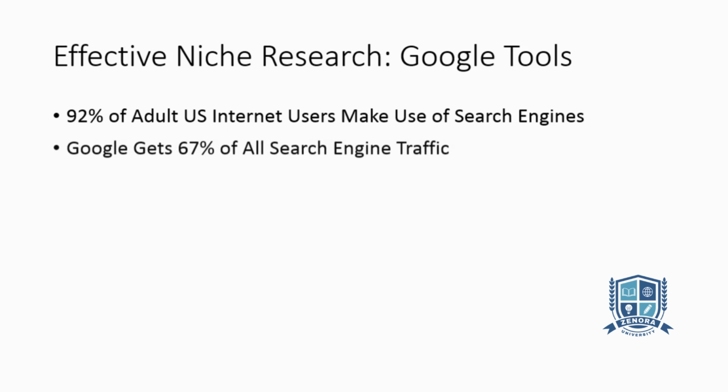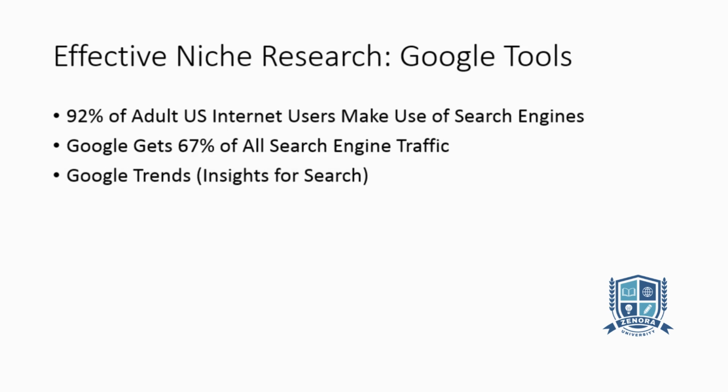And the reason that Google is so important is because they get 67% of all of the search engine traffic in the United States and in the world. So, in other words, we want to be able to benefit and piggyback off of the research that they're getting as a result of the massive number of individuals using their search engines on a daily basis. Now, one of the tools that we're going to be using that Google provides used to be called Insights for Search. It's now called Google Trends, and it gives us some valuable information in terms of niche research.